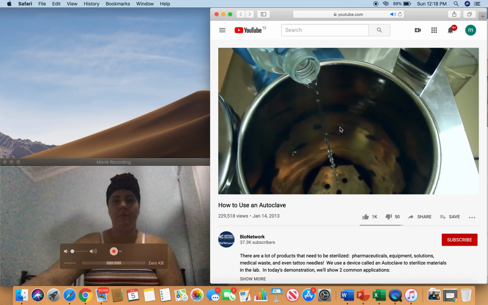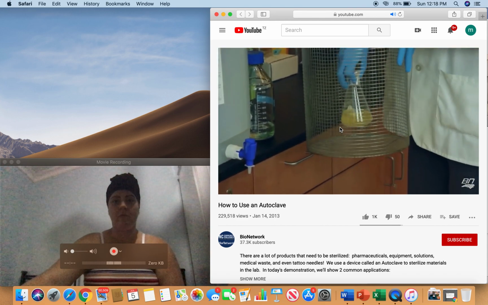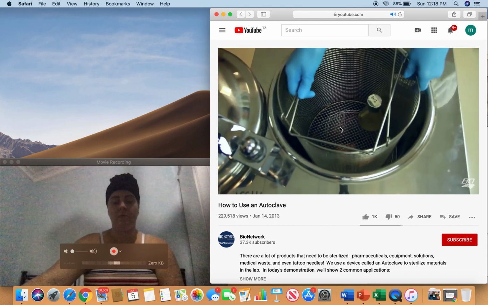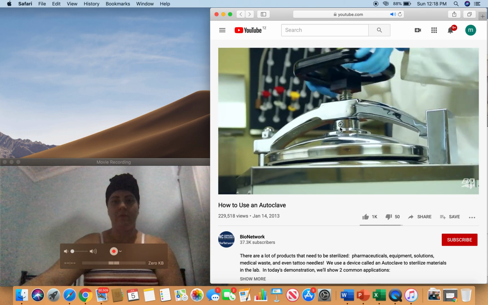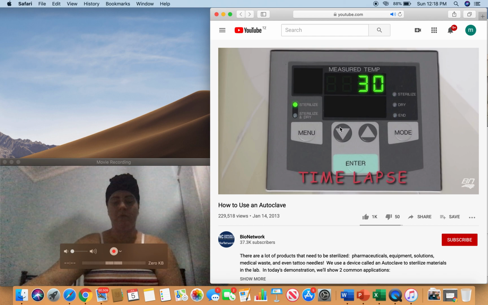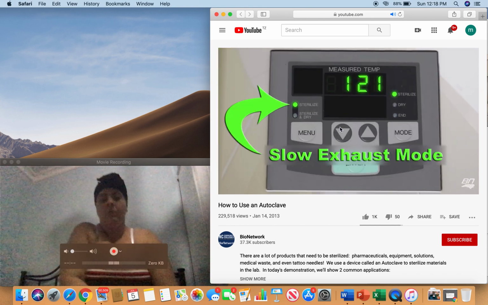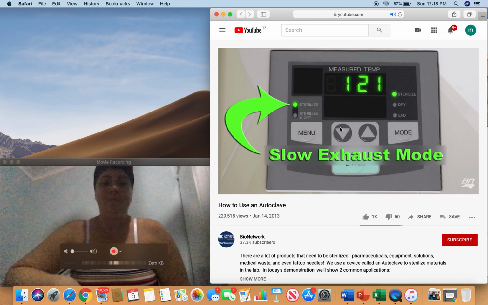Add deionized water to the level indicator line. Place the flask of culture media into the basket. Insert the basket, close the lid, and turn the handle to create an airtight seal. Use the control panel to set the mode to sterilize, the temperature to 121 degrees Celsius, and the pressure to 15 psi. The slow exhaust mode prevents the liquid from boiling over and out of the flask.